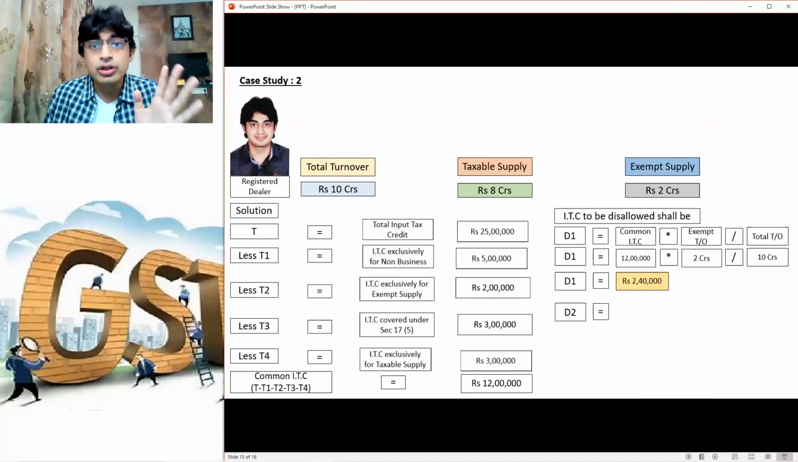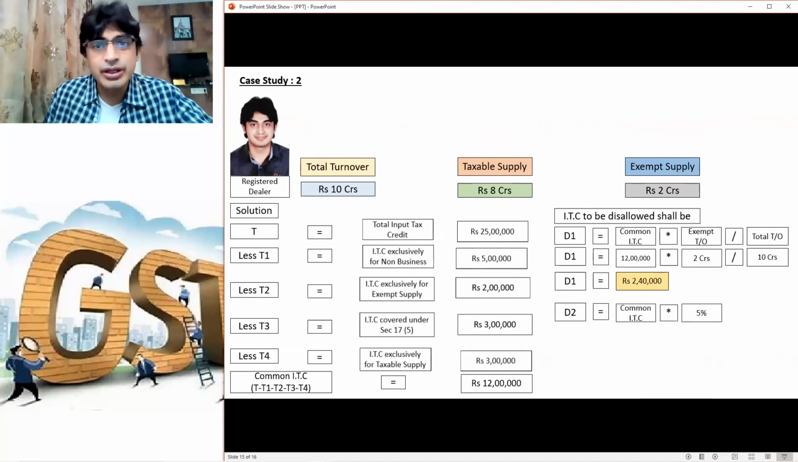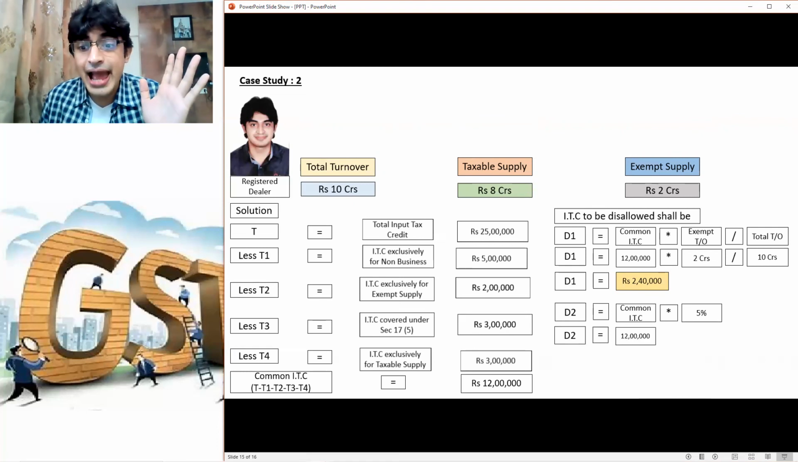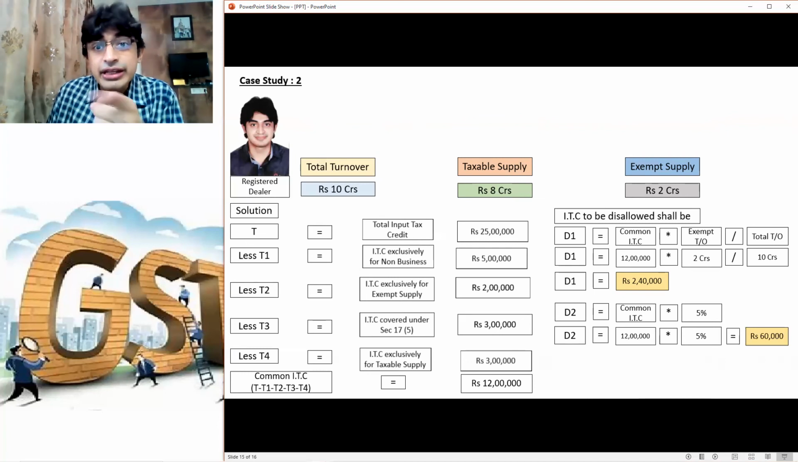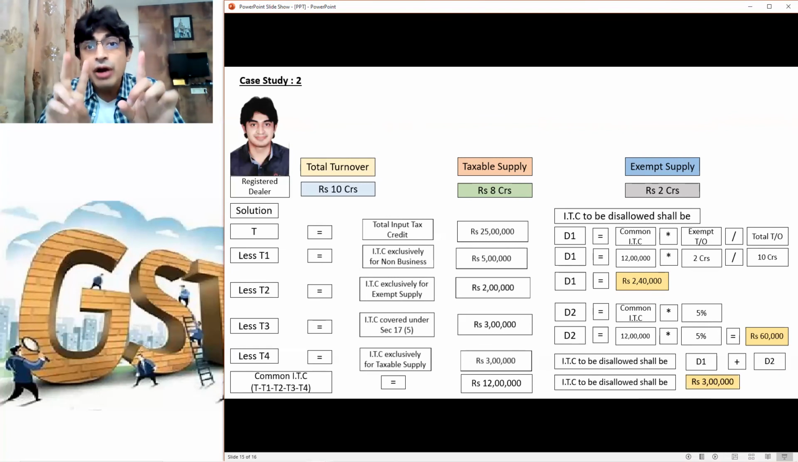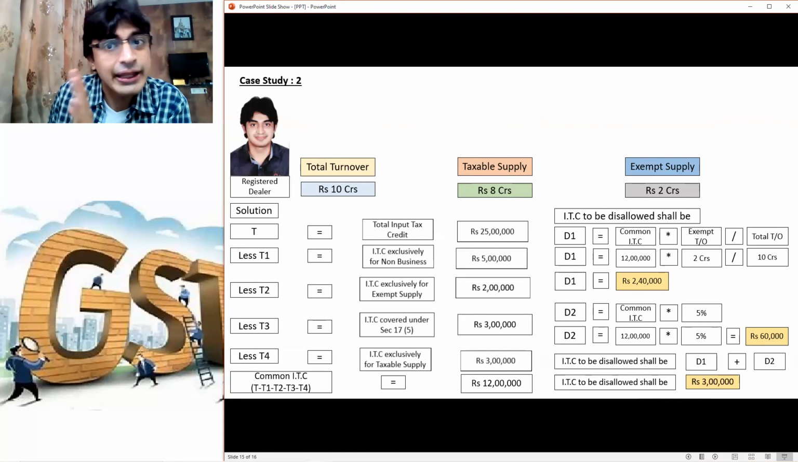And there is D2, 17(1), which says common ITC into 5%. This will be reversed because it is utilized for non-business purpose. So out of 12 lakh, 5% shall be further reversed, which comes to 60,000. So D1 plus D2, how much am I required to reverse? 3 lakh rupees. So out of 12 lakh, 3 lakh of ITC shall be deemed to be reversed. You have to reverse it.